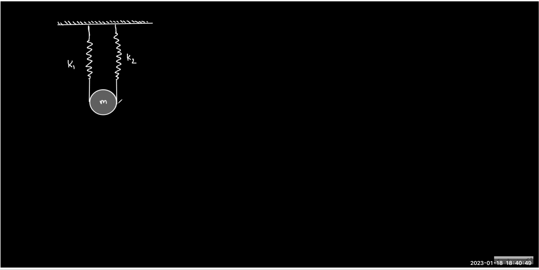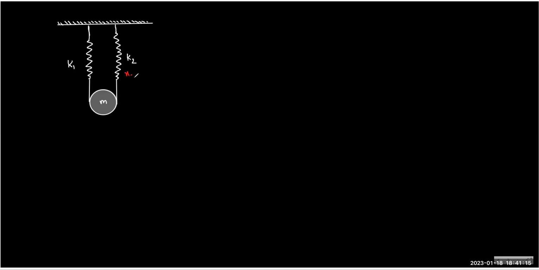And this pulley is not massless, it is a massive pulley. Okay. Imagine if I release the pulley. So the pulley will go down because there is some extension in the springs K1 and K2, right? But we have different K values. So the elongation that will actually happen in K1 and K2 will be different.